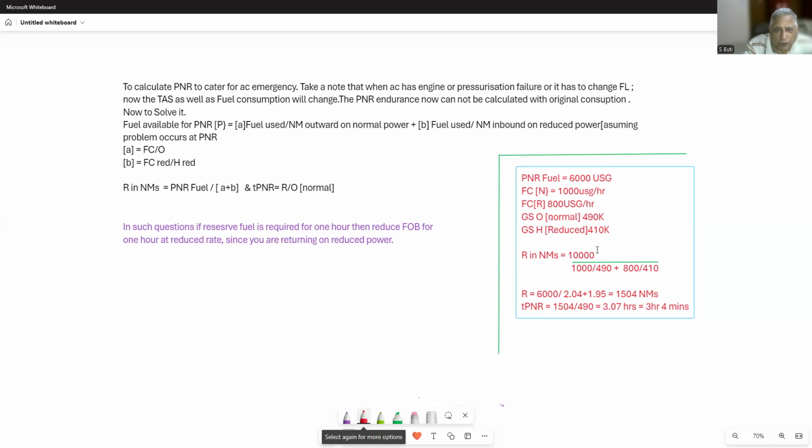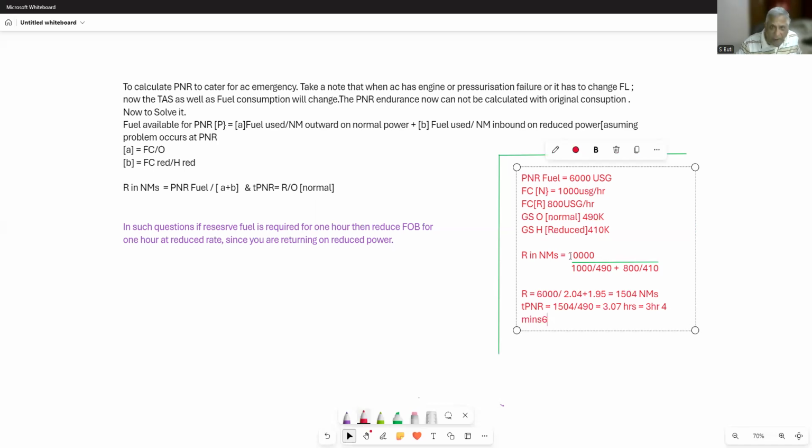Oh, sorry, fuel available. I beg your pardon. Fuel available is 6,000. Here I need to correct it. I forgot to correct it. I had earlier planned this question with 10,000 kgs and then changed it to 6,000 kgs and forgot to change this figure. So PNR fuel is 6,000 divided by value of A, fuel consumption by ground speed outbound.